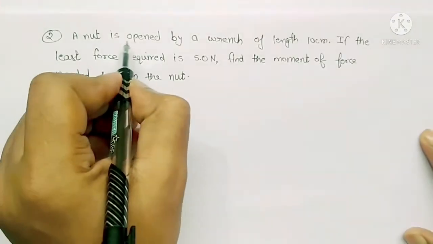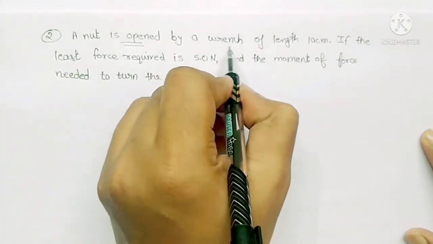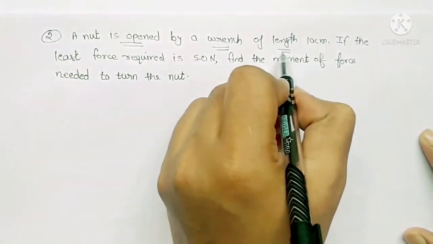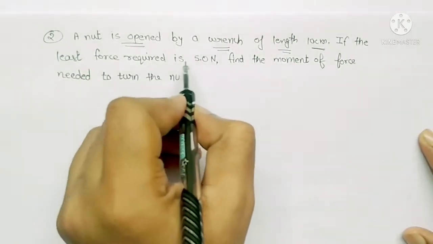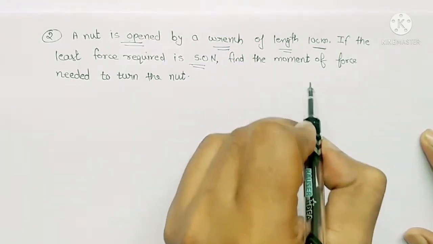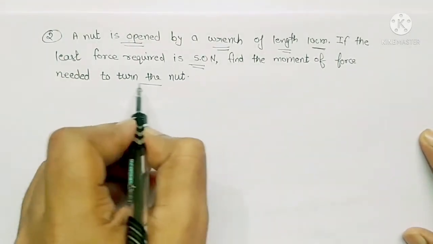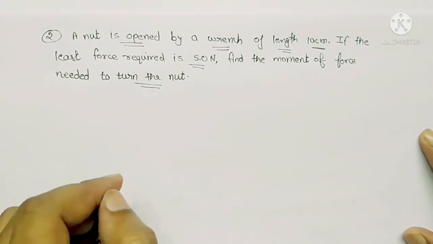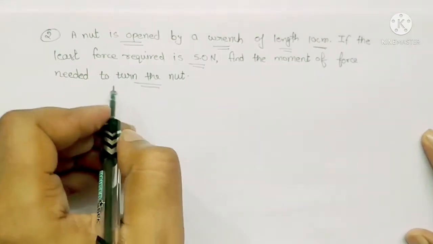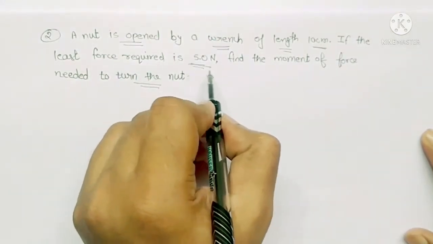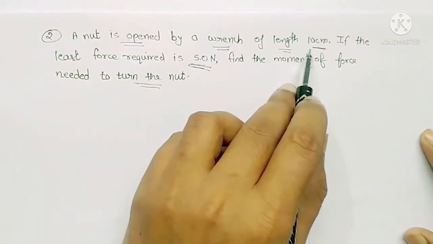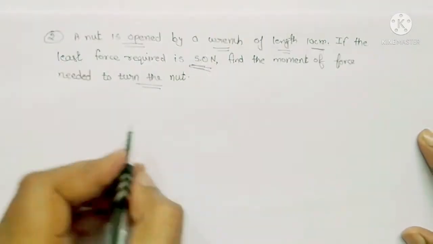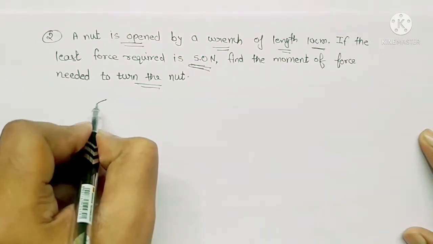Now the next question is, a nut is opened by a wrench of length 10 centimeter. If the least force required is 5 Newton, find the moment of force needed to turn the nut. So we have a nut and we want to turn that nut. For that we require a force and the length of the wrench is what? 10 centimeters.